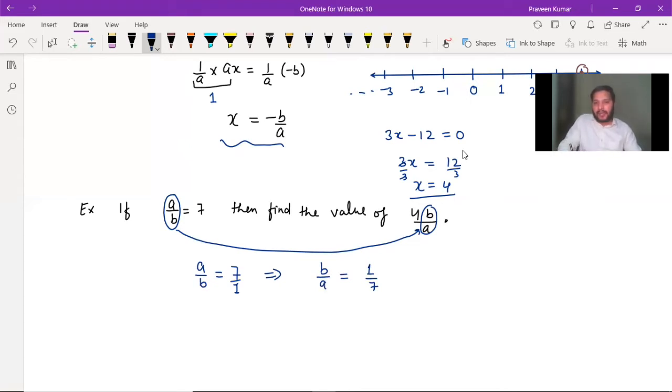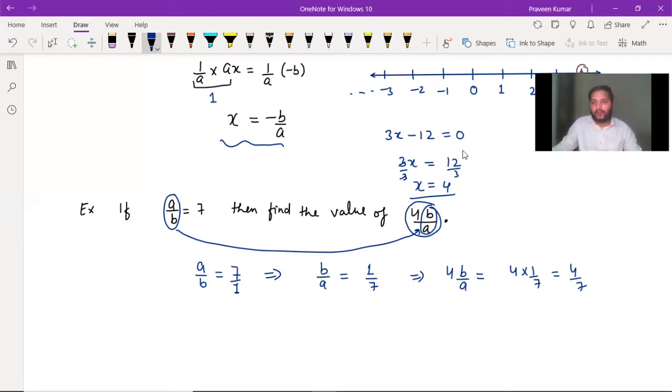Now we can multiply both sides by 4 to get 4 times b by a. So it will become 4 times b by a is equal to 4 times 1 by 7, which is nothing but 4 by 7. So this is the value of 4 times b by a. Is that okay? Hope it is clear to you.